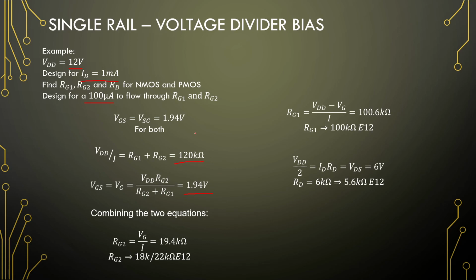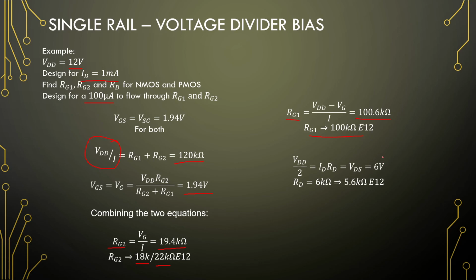We can combine this voltage divider and this idea of a current right here to get equations for our two resistors. So if you combine them, you will find that RG2 is our gate voltage, or our VGS, over the current. So that is 19.4 kilo ohms. And here we have a choice of 18 kilo ohms and 22 kilo ohms. And then you can either subtract this resistance from the 120k to get your final result, or you can have an equation that says RG1 is VDD minus VG over the current, that gives you 100.6 kilo ohms, and the standard value is just 100 kilo ohms, like that.